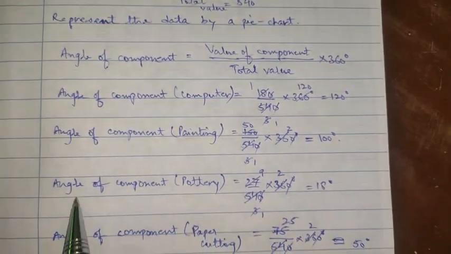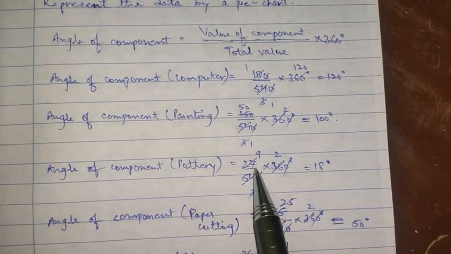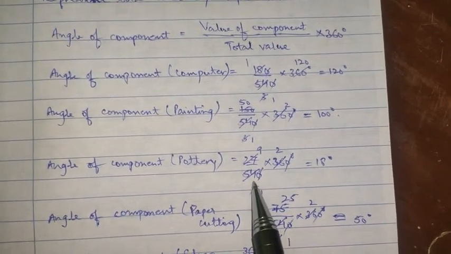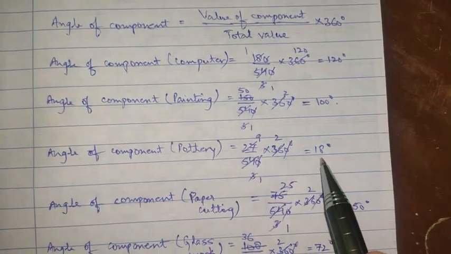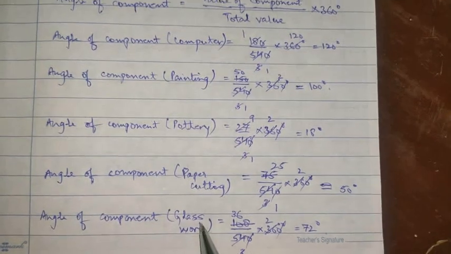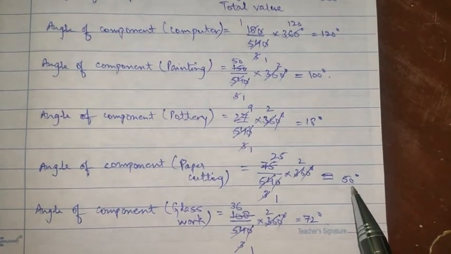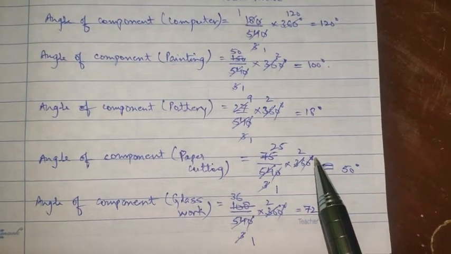In the same manner, angle of component for pottery: pottery is opted by 27 students, upon total number of students 540, into 360, and on cancelling you get 18. In the same manner, for paper cutting and glasswork, you get the angles of the sectors as 50 and 72. You can see the calculation work done here.